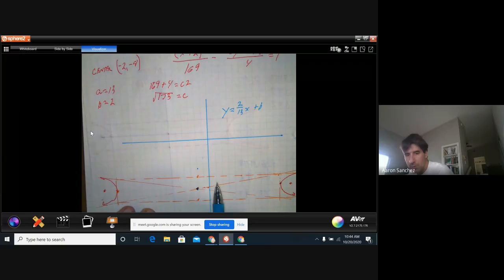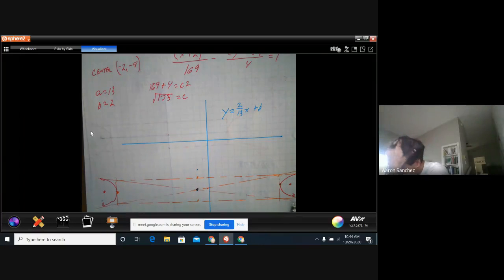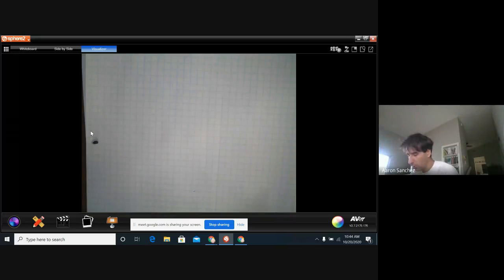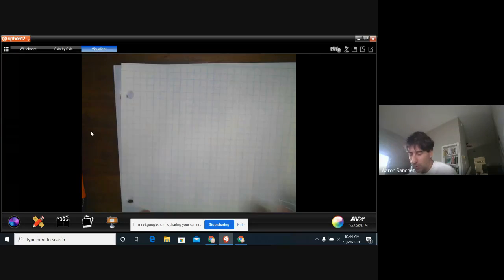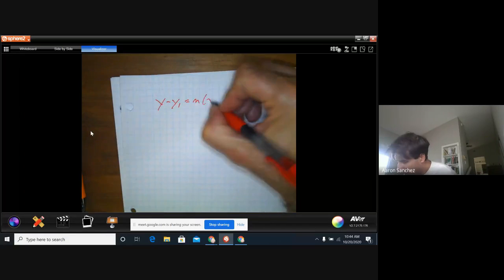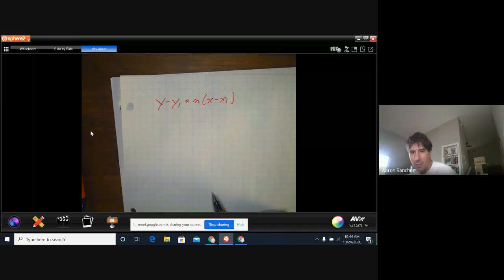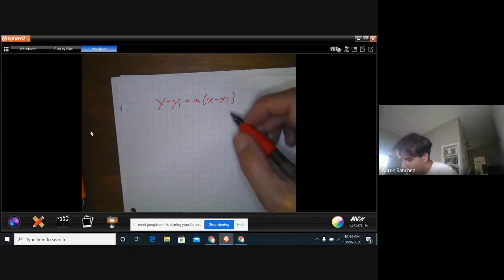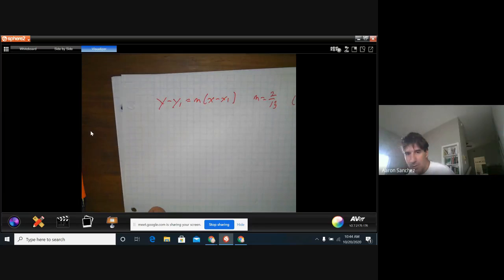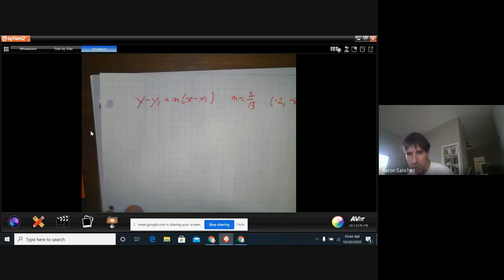So you can use the point slope form. Let's use point slope form to figure it out. Remember point slope form? We did this, right? You have to know this for the final. y minus y1 equals m times x minus x1. So we want to find the equation of the asymptote. I know that my slope is 2 over 13. And I have one point, my center point, which is -2, -8, right? You guys remember that? The center point, -2, -8.